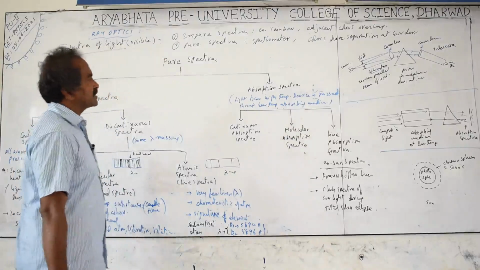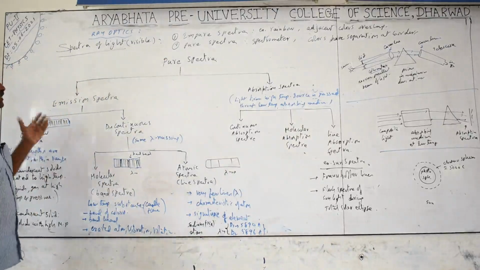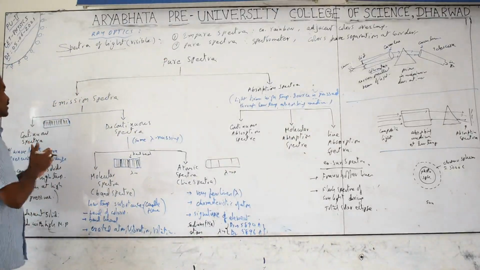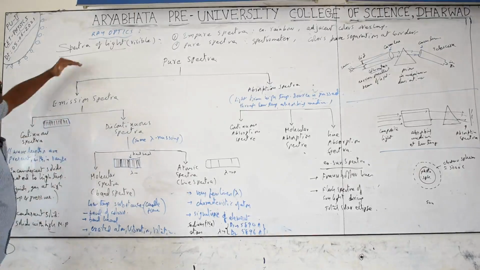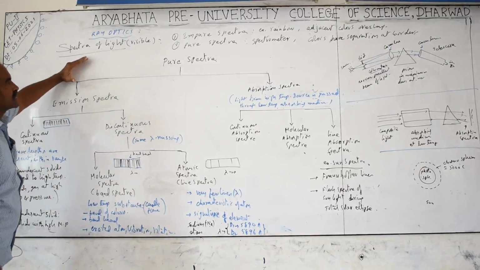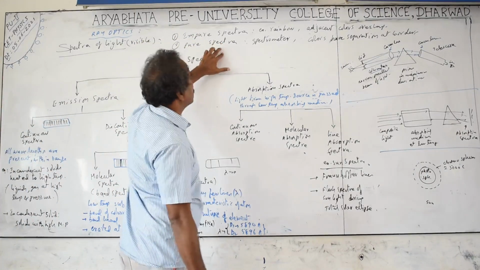Spectra. What is a spectra? It's nothing but the arrangement of the wavelengths. In this case, we are discussing light spectra. Spectra means any data arranged in increasing or decreasing order. Here we are discussing the spectra of visible light. In that, there are two basic types: impure spectra and pure spectra.